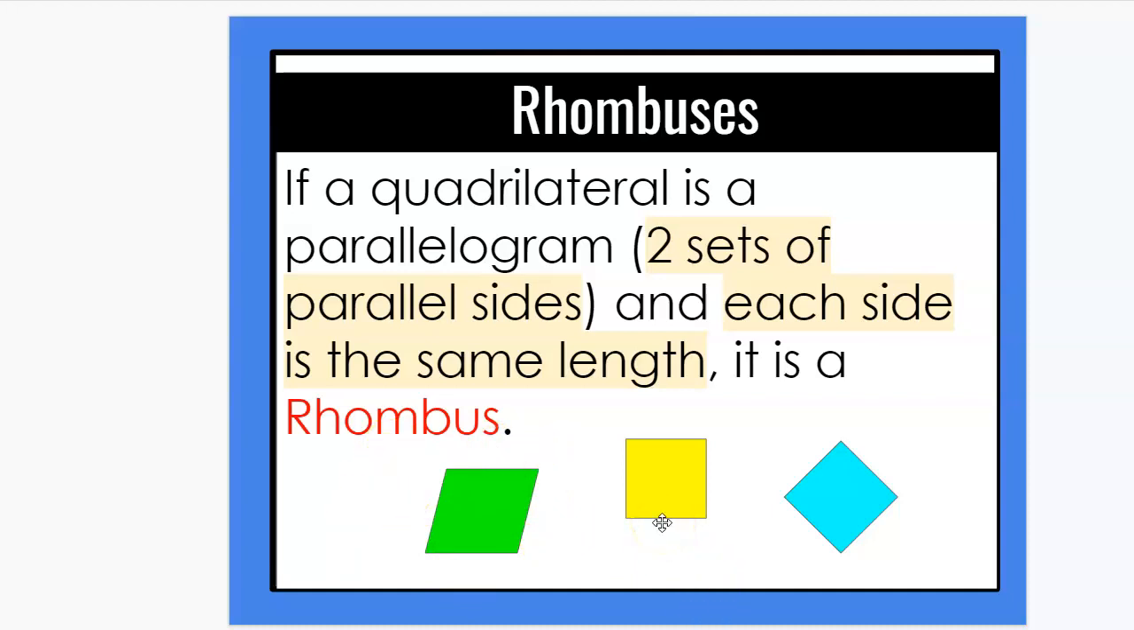So you might say, why is that square in with this rhombus? Well, the square meets those same requirements. It has two sets of parallel sides, and each side is equal in length. And this shape here, you might think it is a diamond, but it's actually just a square that's been rotated.